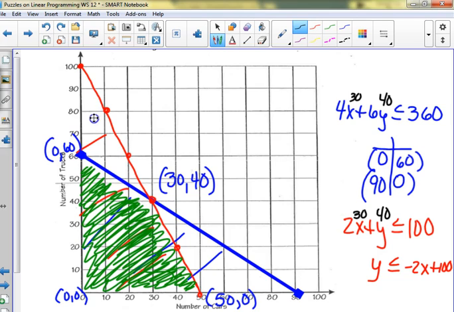All right. If we make $1 each, how much are we going to make at this corner? $60. How much are we going to make at this corner? $70. How much are we going to make at this corner? $50. $0. So the maximum profit would occur at 30/40. Why is it not 40/30?